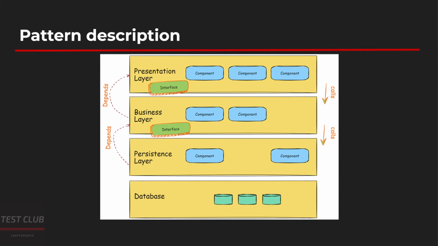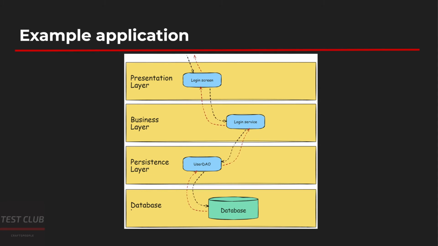And in order to facilitate this separation, in Java and .NET, we usually use interfaces that separate one layer from another. Let's consider an example application. We would have a login screen class as a part of presentation layer. Then the login service, which would be providing the login functionality as a part of the business layer. There will be some kind of user data access object required for database interaction in the persistence layer, and obviously there will be database with its own logic, whatever database it is.